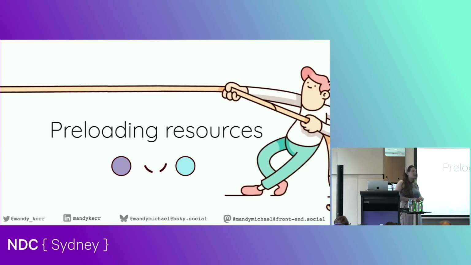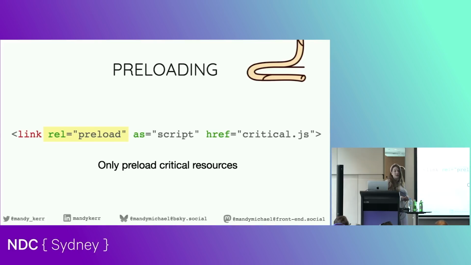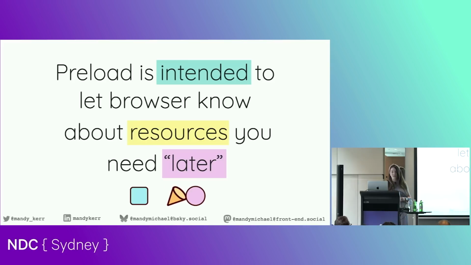So finally, we're going to talk about preloading resources, which is probably the one that most people are familiar with. This is the most common HTML attribute for performance on the web. Now, you can preload resources by adding the rel attribute with a value of preload to a link element in the head of your HTML document. And this is going to cache the resource so that it's available immediately when it's needed. What preload does is help prepare resources that you don't need right now, but you're going to need later.